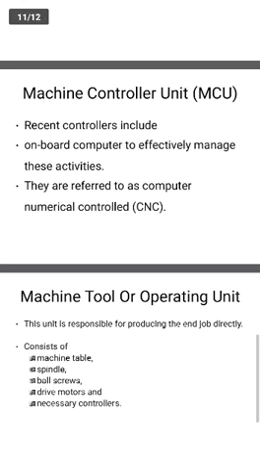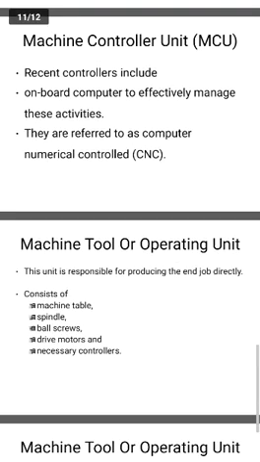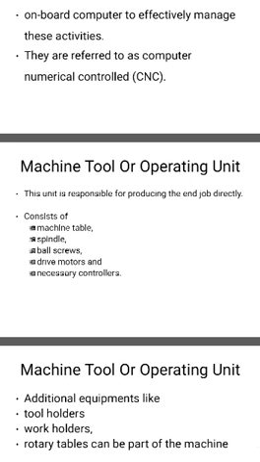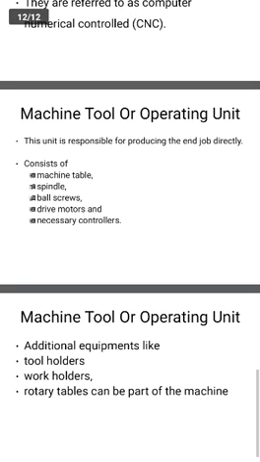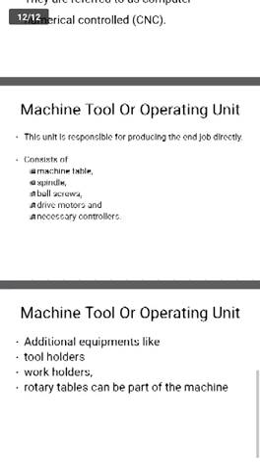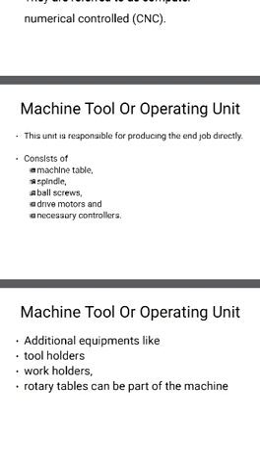Next one is the machine tool. What will this do? It is the machine tool operating unit. It consists of the machine table, spindle, ball screw, drive motors and necessary controllers. All these will be its parts. Additional equipment like tool holder, work holder and rotary table are also there. So these are all the parts of the machine tool.